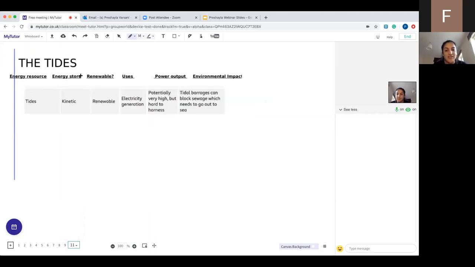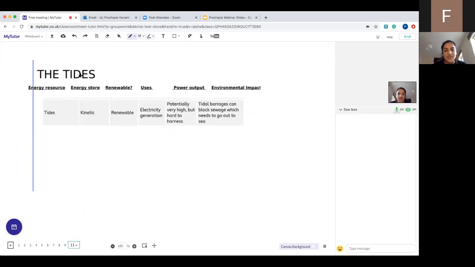Okay, the tides. This one's kind of a weird one because it's not one that you'd expect and is quite difficult to remember. So it's taking the tides, which again we always have, so it's renewable, and taking that kinetic energy and turning it into electricity. So they're planted in the sea in bodies of water, and the kinetic energy of the tide coming in and out allows us to create electricity.